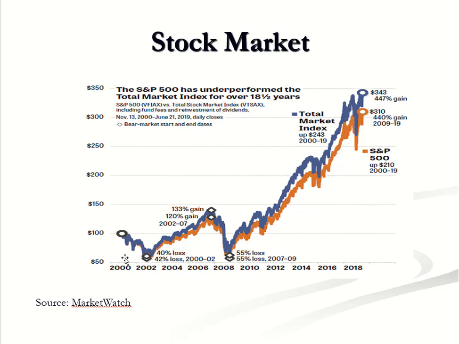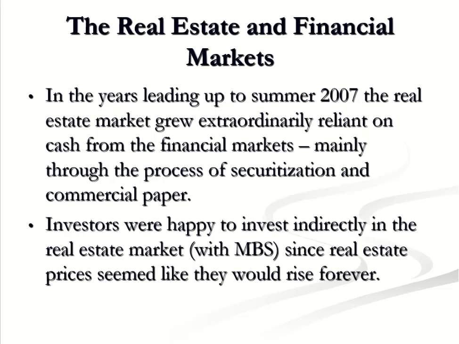And then after that, we went on to a very long bull market, all the way up to the coronavirus. In the years leading up to the summer of 2007, right up to the Great Recession, the real estate market grew extraordinarily dependent on cash from the financial markets. And that happened through securitization and commercial paper, which I'm going to explain a little later on.